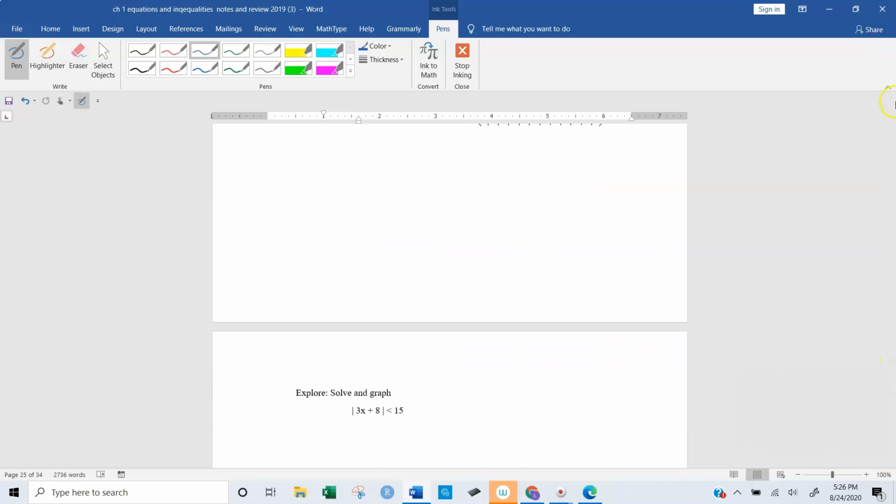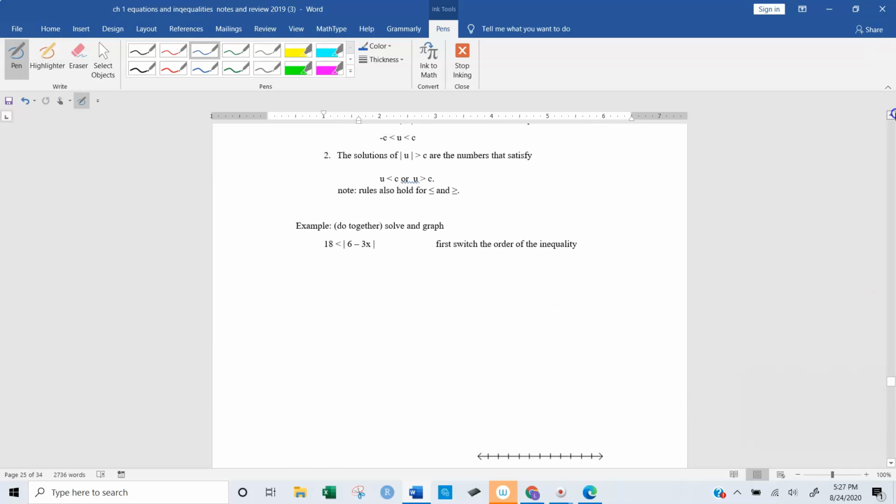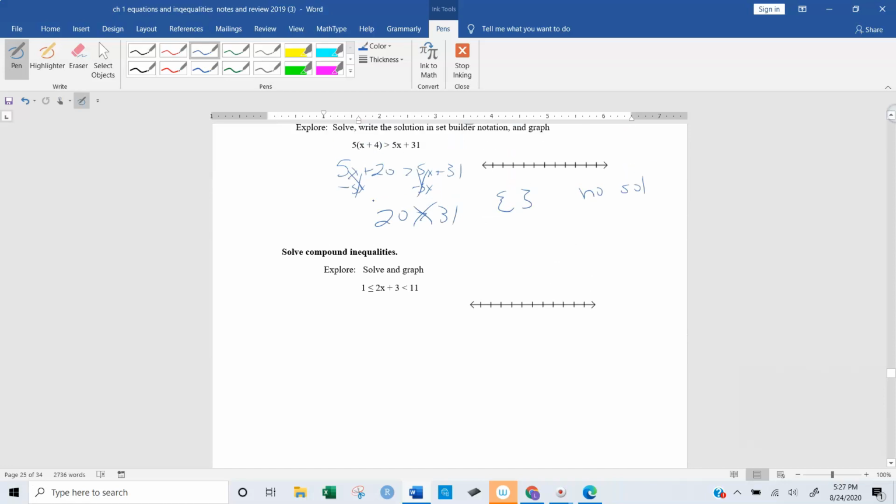Oops, sorry about that. Let's go back up here. All right. This here's a compound inequality. I'd like you to try it just to see if you know what to do.